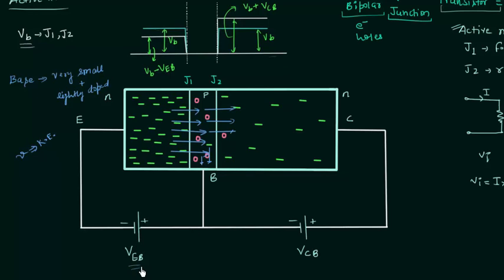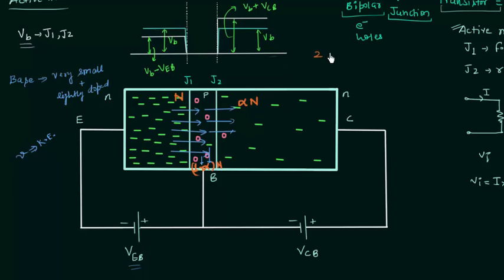Very few electrons will recombine with the holes, and this means electrons will move to VEB, the positive terminal of the forward biasing potential. Let's say n number of electrons enter the base, out of which (1 minus alpha) n electrons combine with the holes in the base, and alpha n electrons move to the collector. This is what is happening in the transistor.